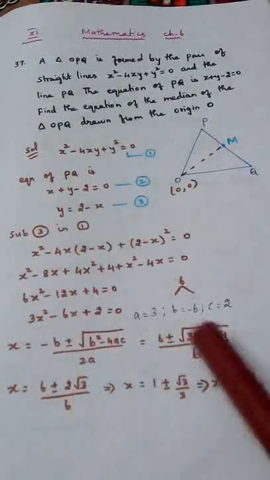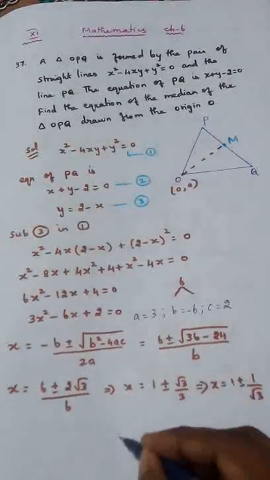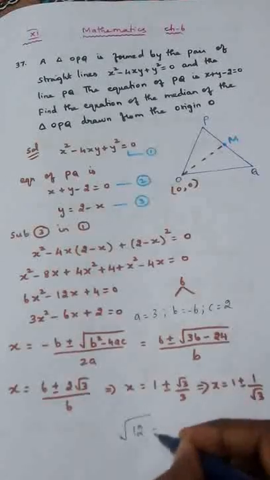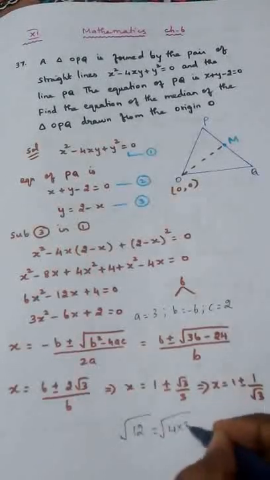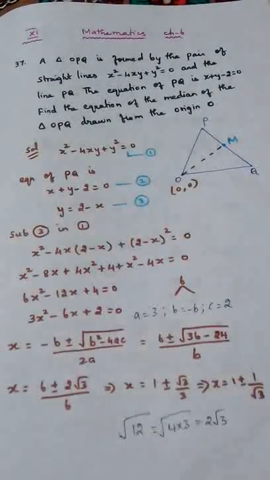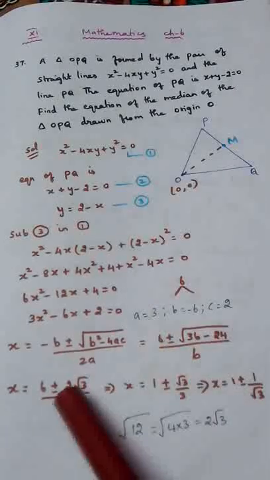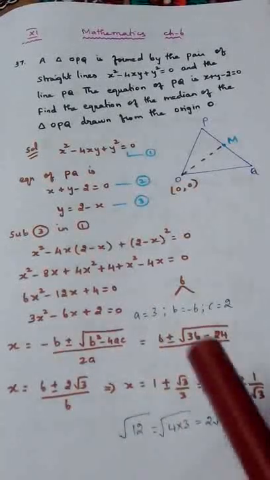How 2 root 3 means 36 minus 24. The value will be root 12 will come. So root 12 can be written as 4 into 3. 4 is taken outside the root, 2 root 3. So that is why 36 minus 24 root 12 is written as 2 root 3 because of this.